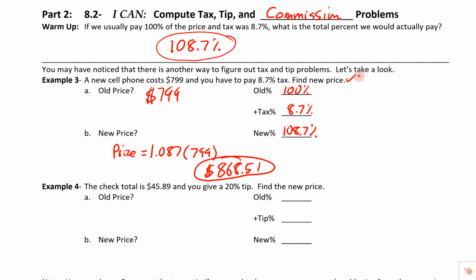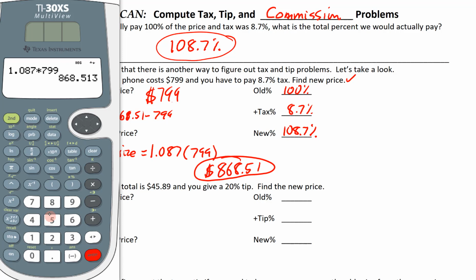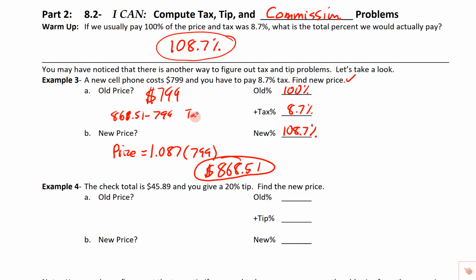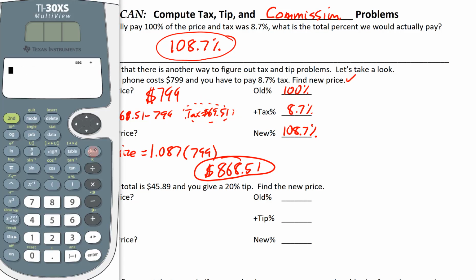If we had to figure out what the tax is, what we do is we'd say, well, look, we paid $868.51. Let's just take that and subtract the $799. So I'm going to pull up the calculator again, take that 868.51, and we'll subtract off the original price, $799, and we end up with $69.51. So I'm just going to put here that the tax equals $69.51. Okay? Now I'm going to put a dotted circle around that, and I want to show you really quickly. You don't have to write this down, I just want you to watch.